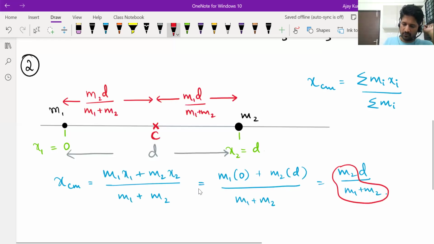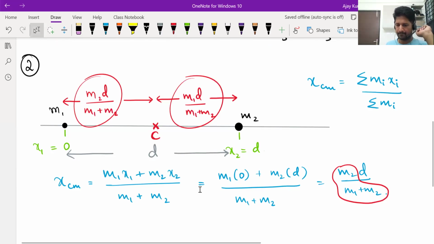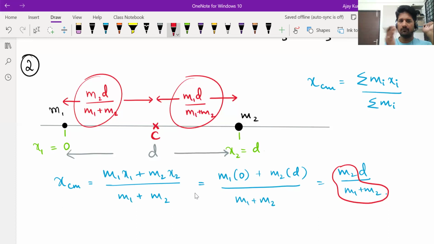Now observe the ratio of these two distances. Can one of you tell me the ratio of these two? M2 by M1, sir. M2 by M1, or M2 is to M1. The other terms will get cancelled. Okay, so center of mass divides the line joining M1 and M2 in the ratio M2 is to M1. It splits the line joining them in that ratio.